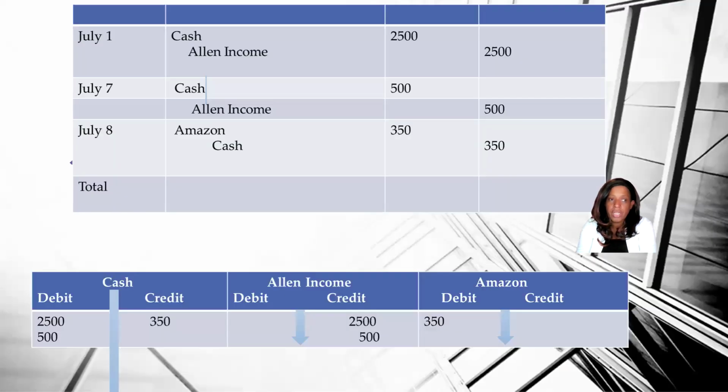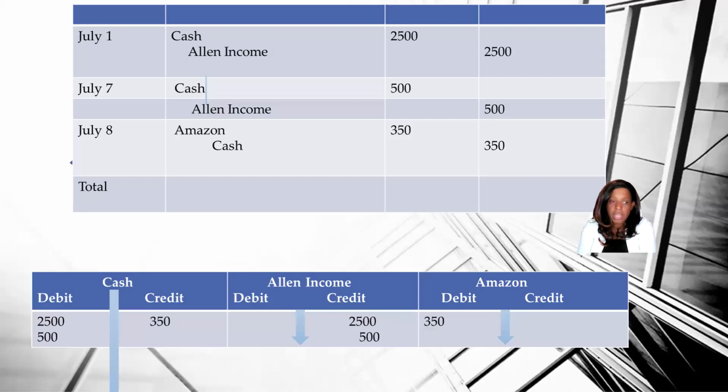So let's look at what we have. This is a journal entry for Allen Mechanic Shop. Remember, he did a job and got paid $2,500 cash. Then he has to record his cash and record his income. Again, he did another job and got paid $500. He has to record his cash and record his income. Now, he had to order parts on Amazon, so he had to record his expenses and record his cash.